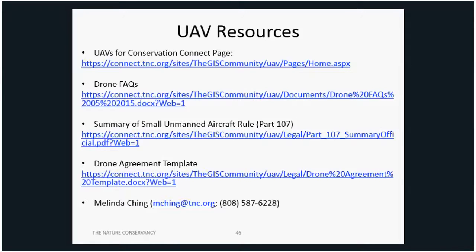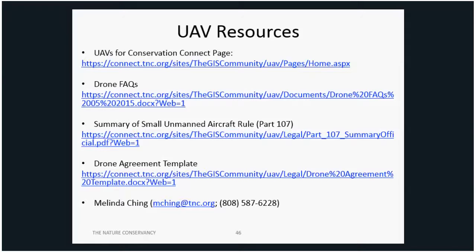That being said, everyone tries to push the envelope a little bit. So we will be circling back with Bruce Runnels and those guys to make sure there isn't anything we need to do on a TNC-wide basis. I know that Gustavo Lozada, who manages the UAVs for Conservation Connect page, is trying to get everyone to, quote-unquote, register their drone on TNC Connect so that we have a listing of which chapters have drones and what kinds they have, so that we can address insurance and other operational issues accordingly.